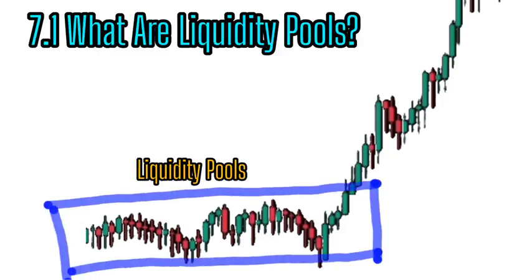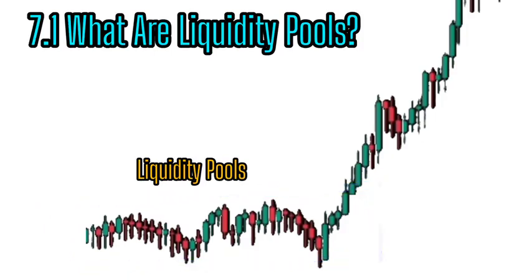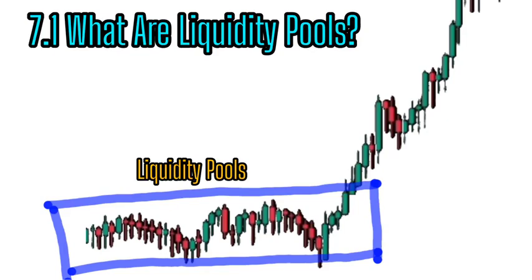What are liquidity pools? Liquidity pools are large clusters of buy and sell orders concentrated at specific price levels. These pools act like magnets, drawing price toward them as institutions seek to fill large orders efficiently. Unlike visible order book levels, many liquidity pools are hidden, known only to the institutions that created them.